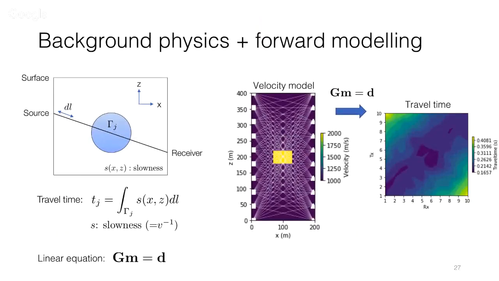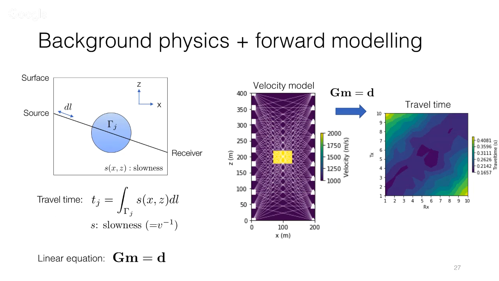So let's look at the crosswell property. Here's the geometry. We've got some body in here. As far as the model goes, it's going to be slowness, which is the reciprocal of the velocity. That is because the travel time is the integral along the ray path of the slowness, 1 over the velocity, times dl, which is the length. So that's our real problem.